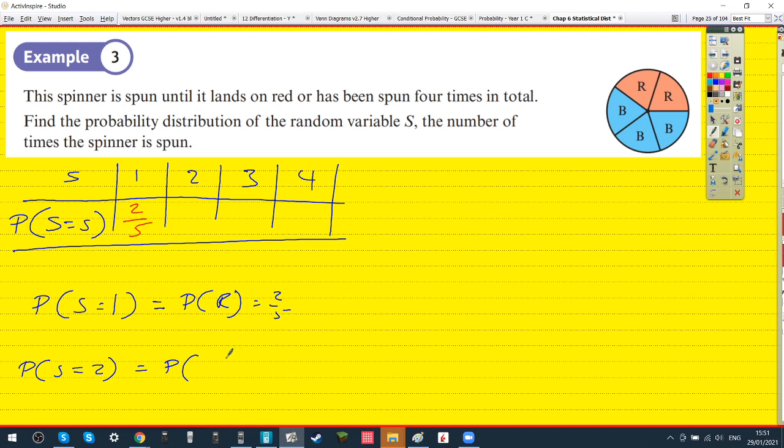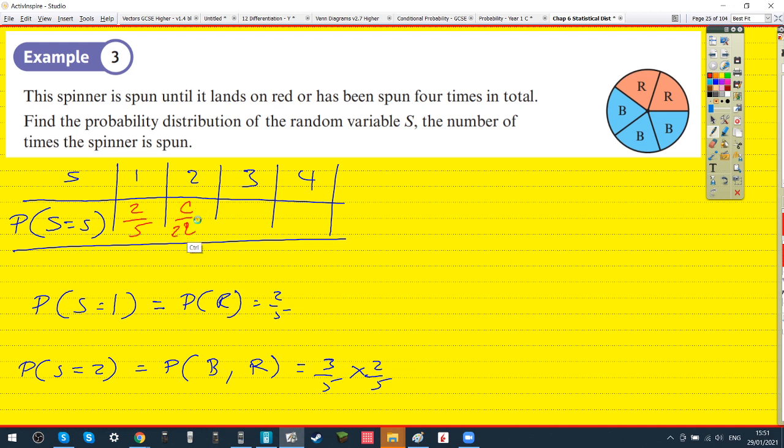What would have to happen for it to be spun twice? What outcomes would cause it to be spun twice? Getting a blue. Blue first time, and then? A red second time. You keep spinning until you get a red, or you hit 4 spins. And so we want the probability of blue, then red. Yeah, and so that'll be 3/5 times 2/5, which will be 6/25. That's it.